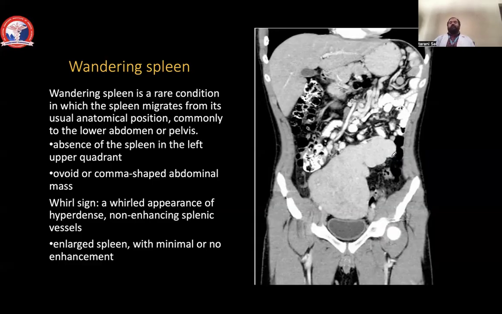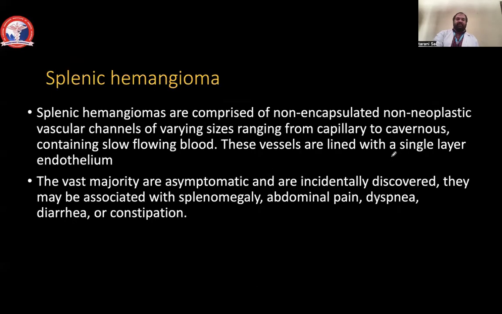This is a coronal reformat image showing a lobulated, elongated mass noted in the mid abdomen, reaching up to the pelvis, having an enhancement similar to that of the spleen. So this is the wandering spleen.